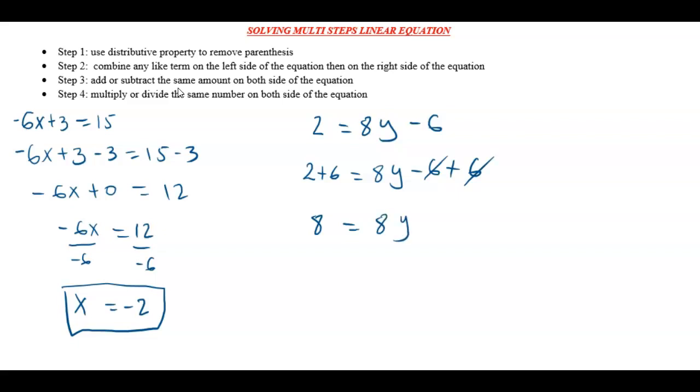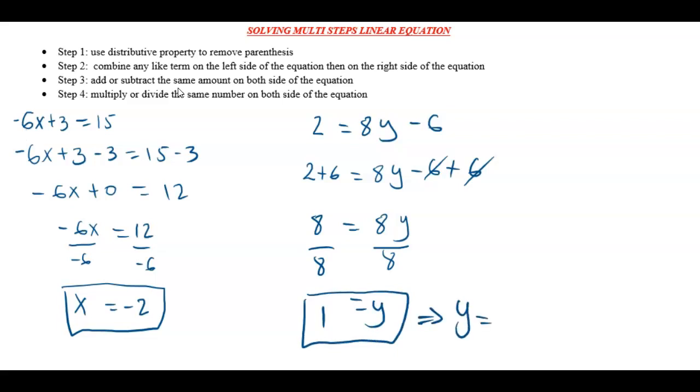Now, last step is multiplication or division. So we see that 8 is multiplied by y. So because 8 is multiplied by y, and the inverse operation for multiplication is division, therefore we have to divide both sides by 8. 8 divided by 8 is 1, and that is y. So therefore we can say y equal 1.